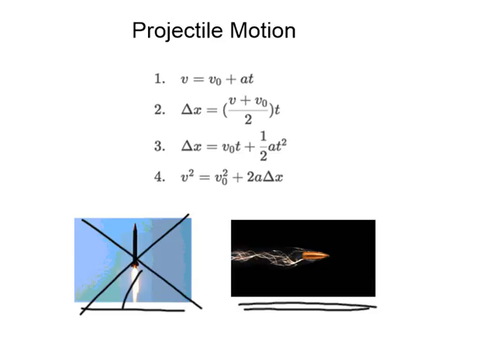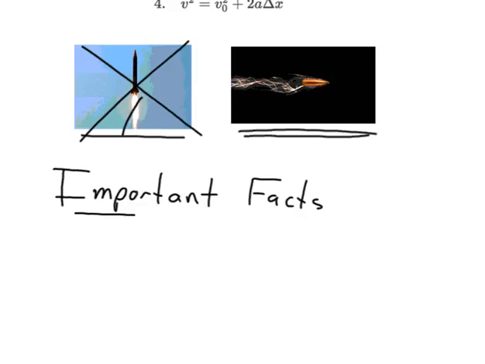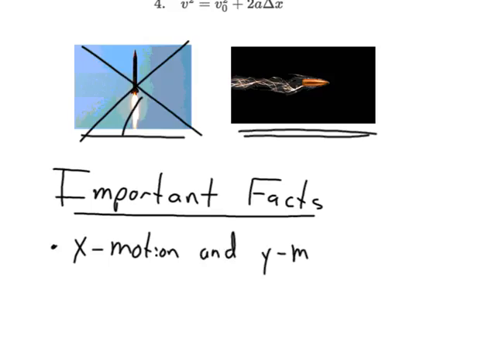It's basically moving through the air. So let's look at a couple things that relate to that. A couple important facts for projectile motion. First of all, these are some things you'll have to memorize. First, X motion and Y motion are totally independent. X motion and Y motion are independent of one another.